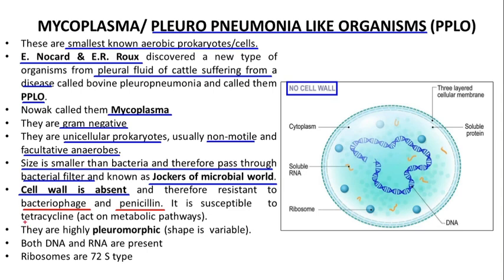Another thing is that the bacteria will be susceptible to tetracycline. Tetracycline and some other kinds of antibiotics do not act on the cell wall, but they act on the metabolic pathway. So if a particular antibiotic attacks the metabolic pathway, then in the presence of such an antibiotic, our bacteria, mycoplasma, will not be able to survive. They are highly pleomorphic. Pleomorphic means that they can easily change their shape. Both DNA and RNA are present in them. Ribosomes are of 70S type.